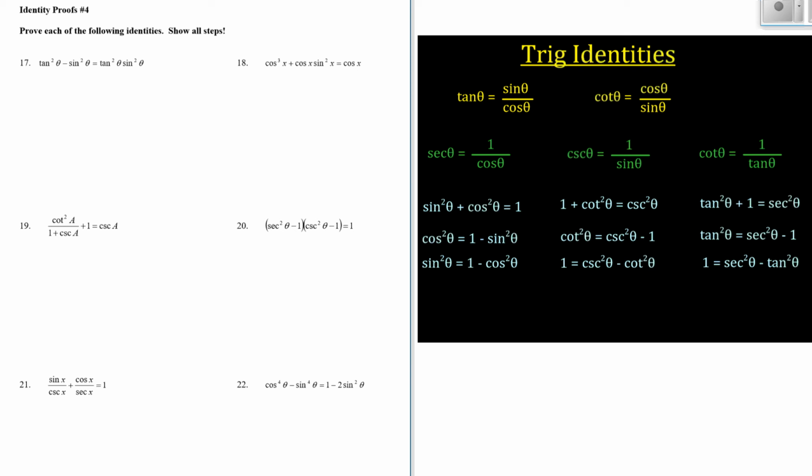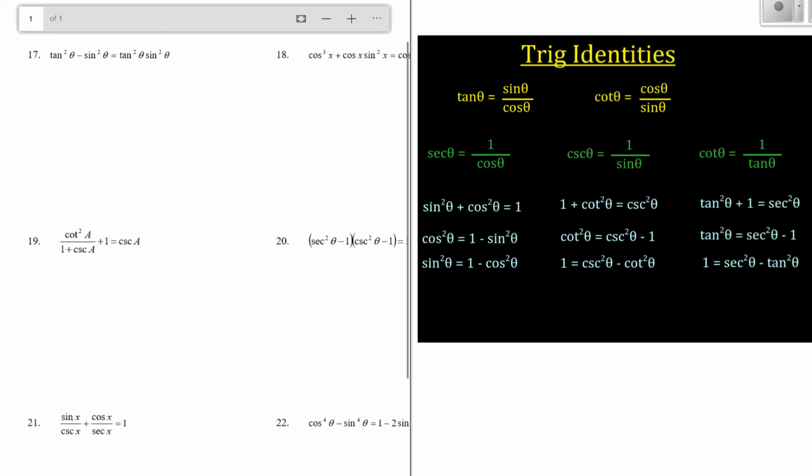If you haven't tried them yet, I would encourage you to pause, write them down, and give them a shot, and then hit play once you've given them a shot. Once again, remember, these are going to take some time, so if you don't get them on your first shot, that's okay.